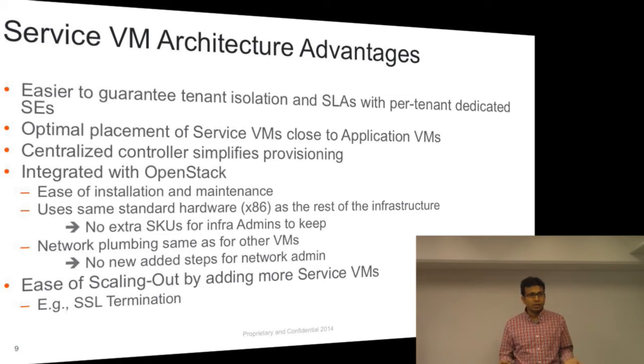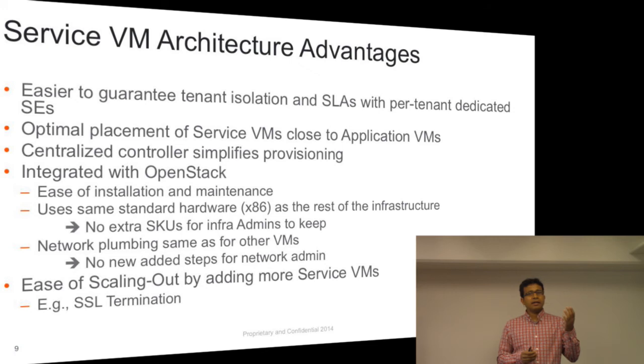We don't need to depend on the underlay network. The network plumbing is similar to how you instantiate other regular compute VMs. You basically bring up the service VM and plug it into the right networks, and boom, you're good to go. You have your load balancer providing your service. And also, because it's all in VMs, it's very easy to do scale out and scalability.